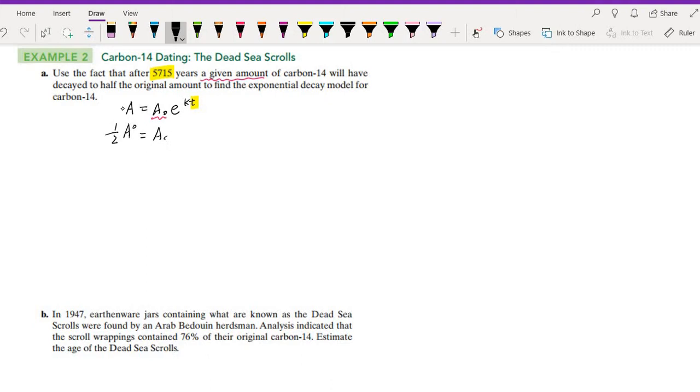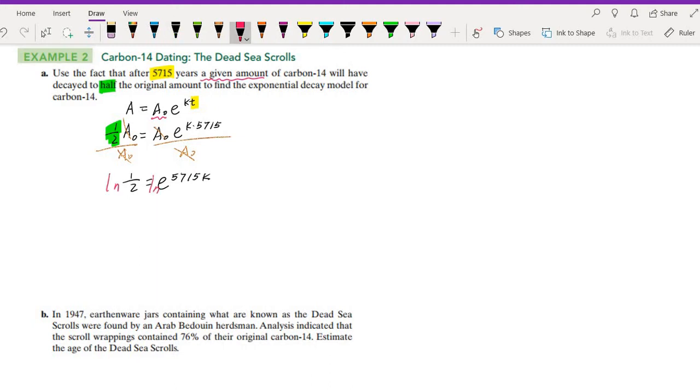So we have A sub 0, and we have e. We don't know k, but we know t is 5715, and half the original is where this half comes from. Now you have A sub 0 on both sides. If you divide both sides, they're going to be gone, so they're no longer my variable. So I'm going to have one half equal to e to the 5715k. Again, with this type of question, all we have to do is take a natural log of both sides.